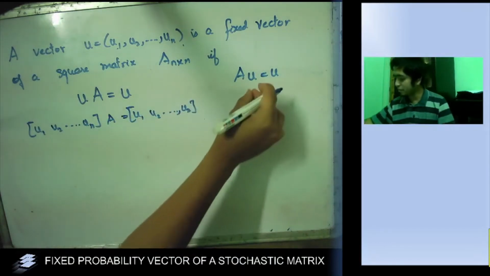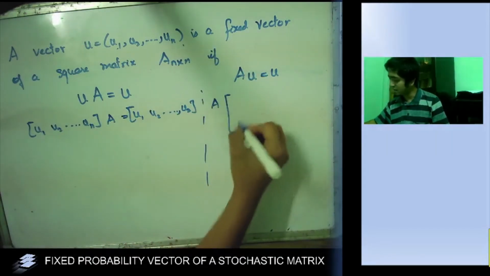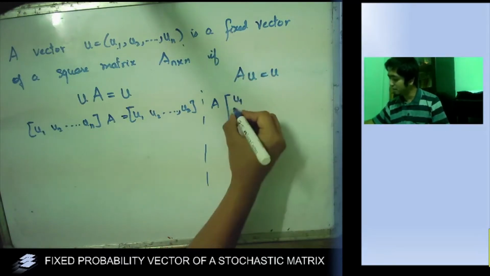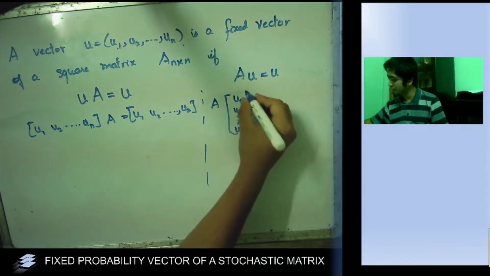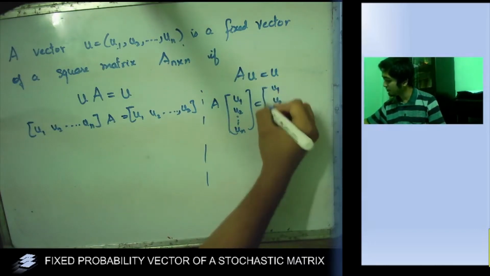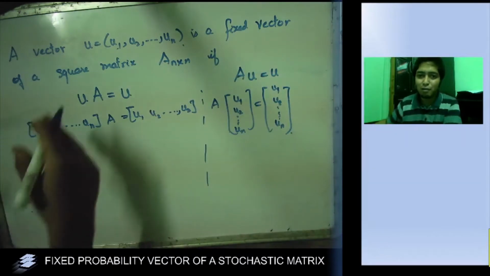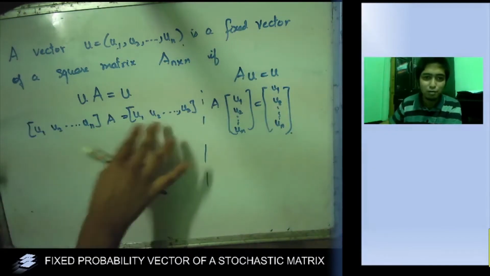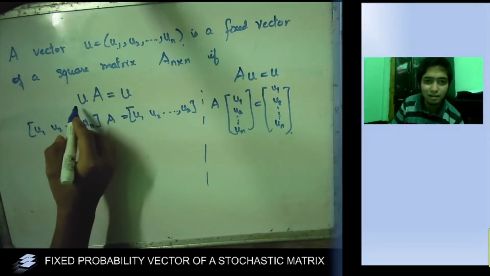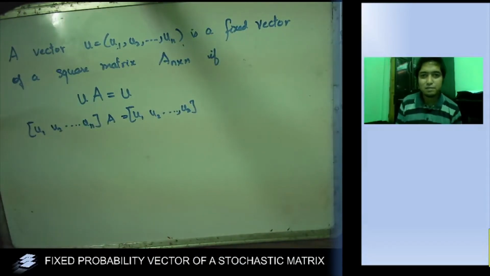Whereas if you are using this terminology, you must know that u will be a column matrix, u equal to u1, u2, ..., un. So that is the difference between this one and this one. But throughout, I will be sticking with this notation, where we are using u on the left side. This one can be defined for any square matrix.